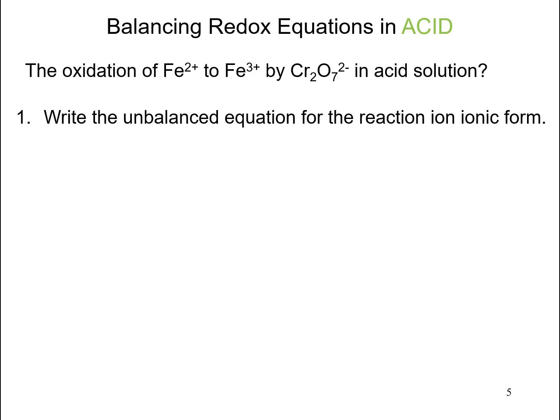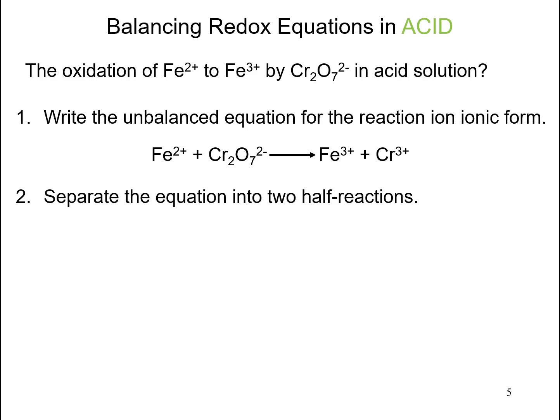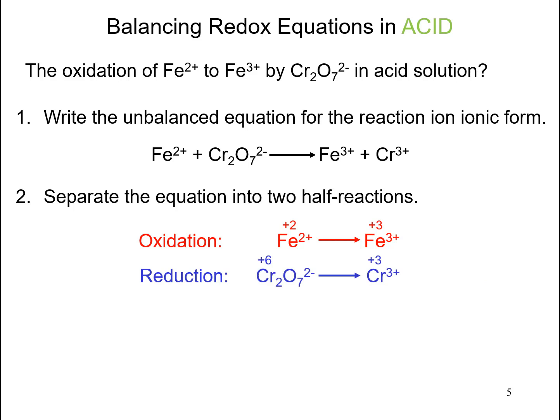So we're going to start by writing the unbalanced equation in net ionic form. So here is our unbalanced reaction. And what we want to do is separate this into two half reactions. Our oxidation reaction in this case is the iron, and our reduction reaction is the dichromate converting into chromium-3 ions.